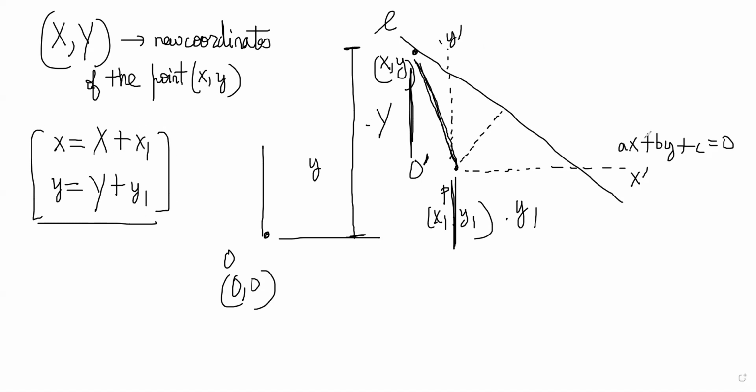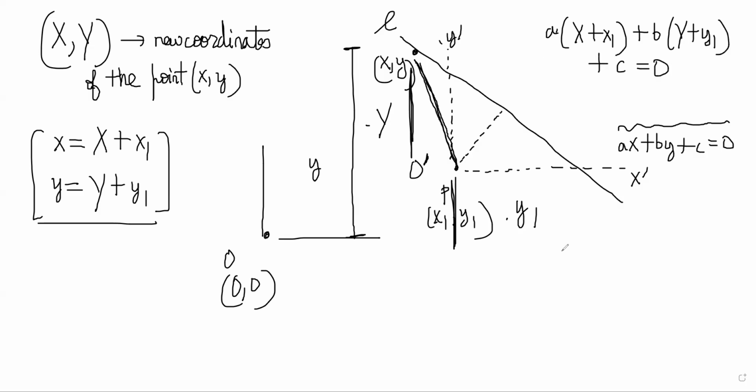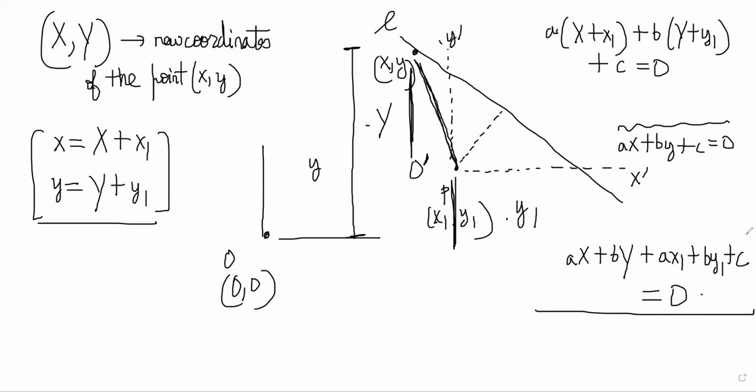So now in the old equation, think about it. What will the old equation become now? You will write it like this: A times capital X plus x1 plus B times capital Y plus y1 plus C equals 0. So the equation is becoming A capital X plus B capital Y plus A x1 plus B y1 plus C equals 0, right?